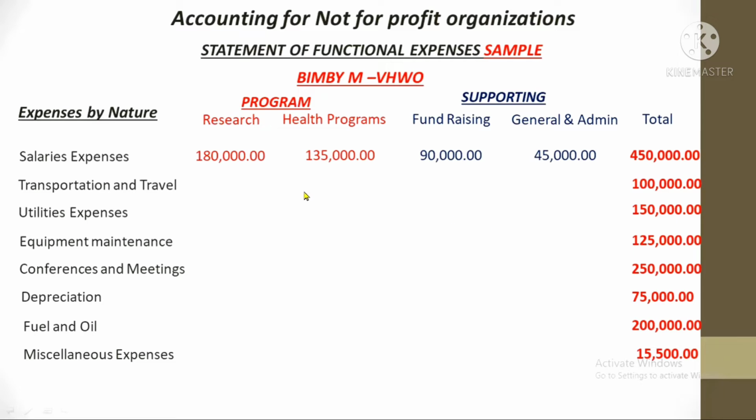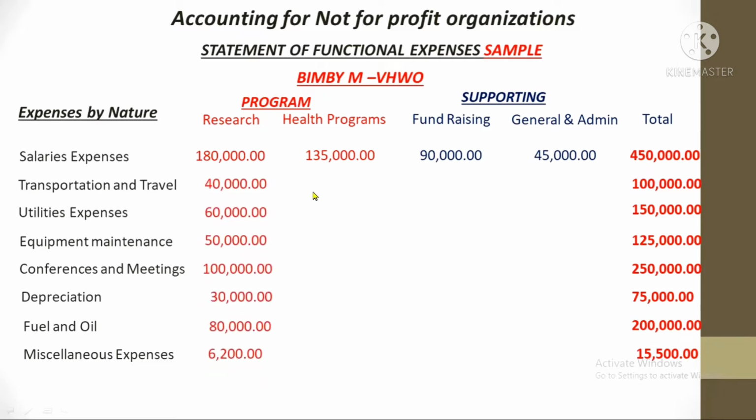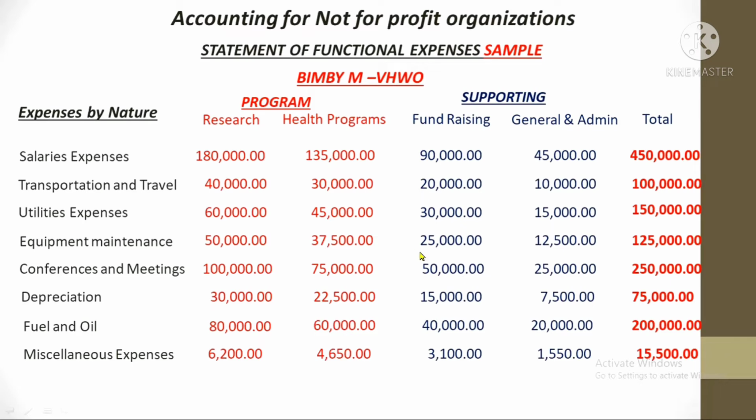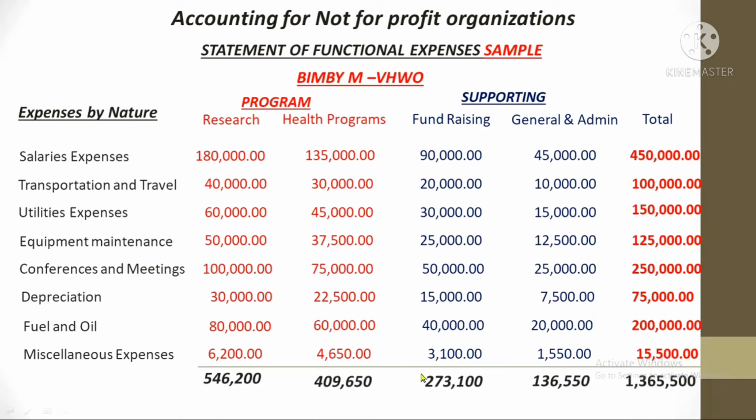So portions of these amounts, if incurred because of these programs, should be recorded here. And expenses incurred because of these supporting activities should be reflected in these columns. Okay? Next, you have to total these expenses. And that's it. One last thing before we finish this statement of functional expenses.